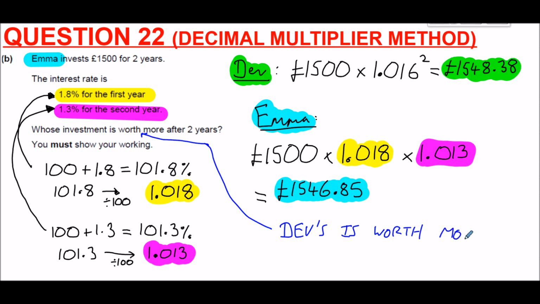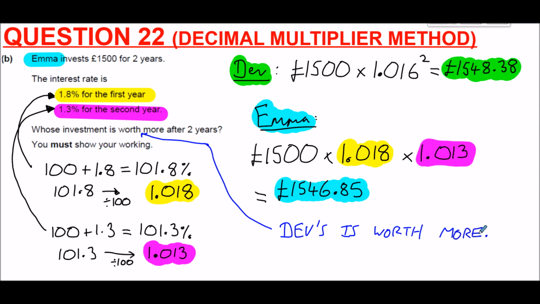So what I've shown there is two completely different methods for question 22. The first method is a bit longer perhaps, but I would argue is easier to understand. The decimal multiplier method can get you into trouble, but if you take the time and effort to master it and work hard at it, it can save you time in the long run. And it's just a much more efficient, quick way of doing it.